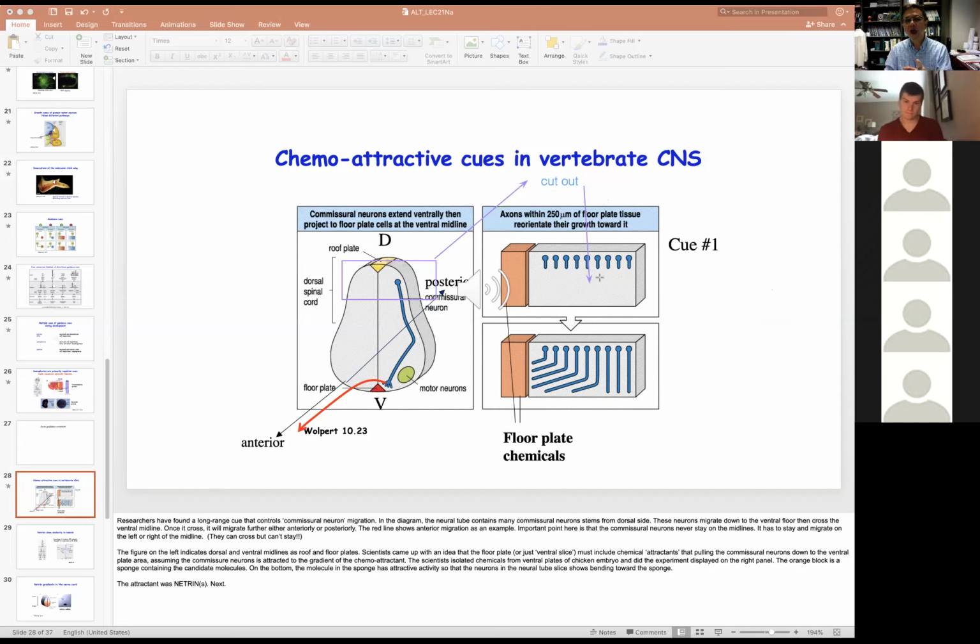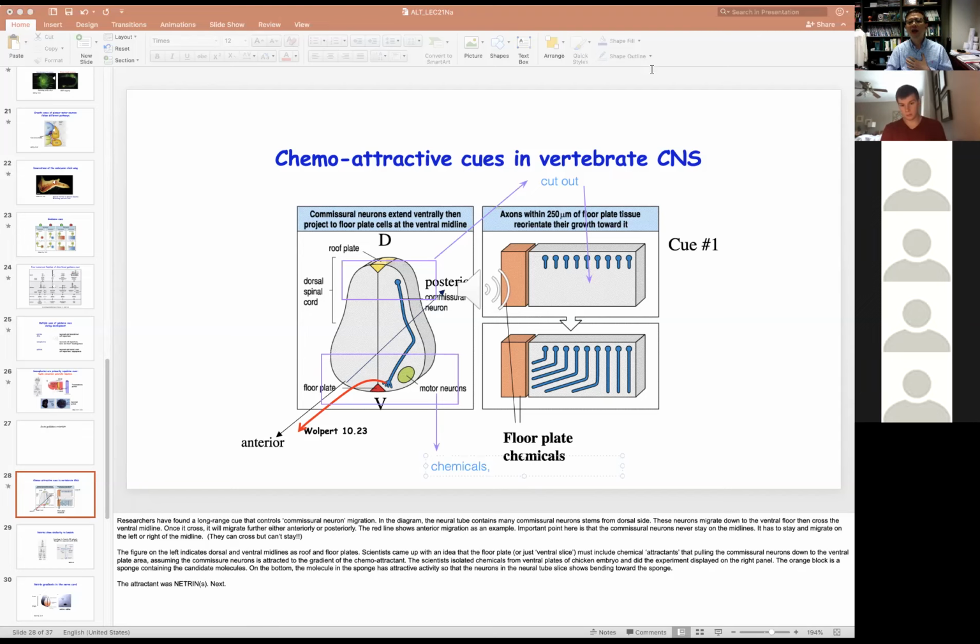This is the kind of explant of dorsal neural tube, and then he also cut out this part, because all the neurons are coming down here, right? So he cut out this part, and then he isolated chemicals, using HPLC or whatever.